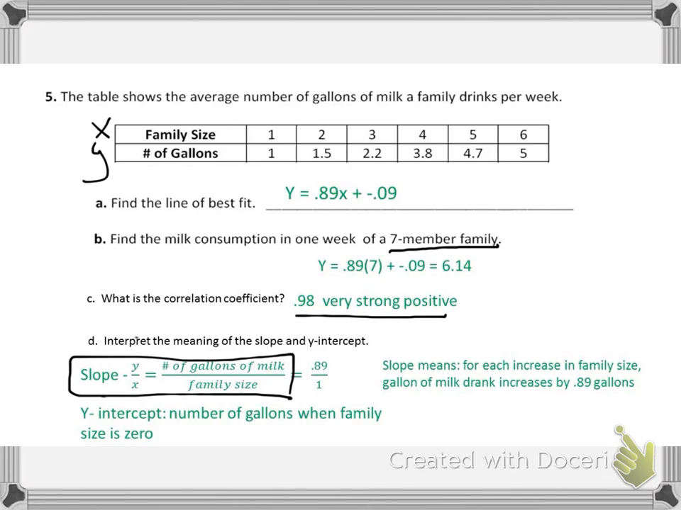That's all it means. Okay, let's talk about the y-intercept. Number of gallons when family size is 0. Well, I know that when family size is 0, that means that you've used 0 gallons. And I know this says negative 0.09. Remember, the linear regression is an estimate, okay? It's not exact because you've just plotted points, and it's giving you an estimate of where that's going to go.